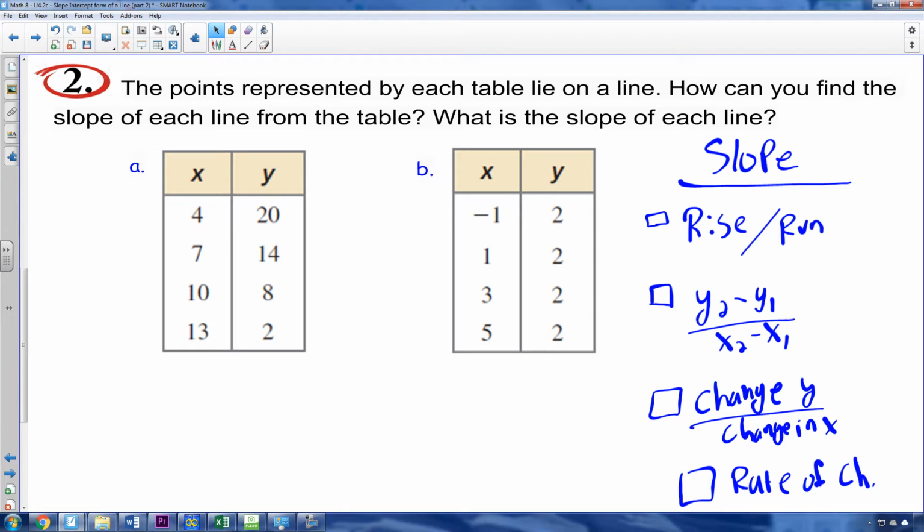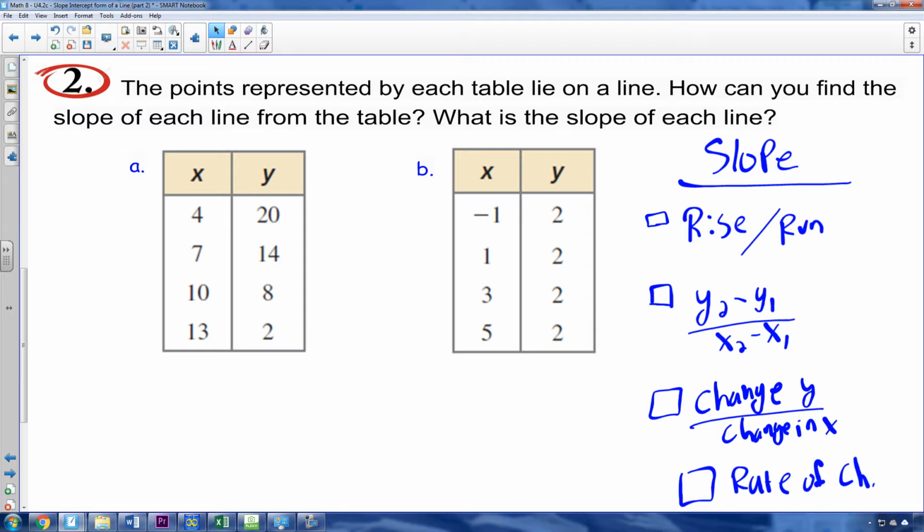Every single one of those 4 boxes is saying, or really if you say slope, all 5 of those things mean the same thing. Slope is rise over run, slope is y2 minus y1 over x2 minus x1, slope is change in y over change in x, and slope is rate of change. So now I want to look at change in y over change in x on one of these.